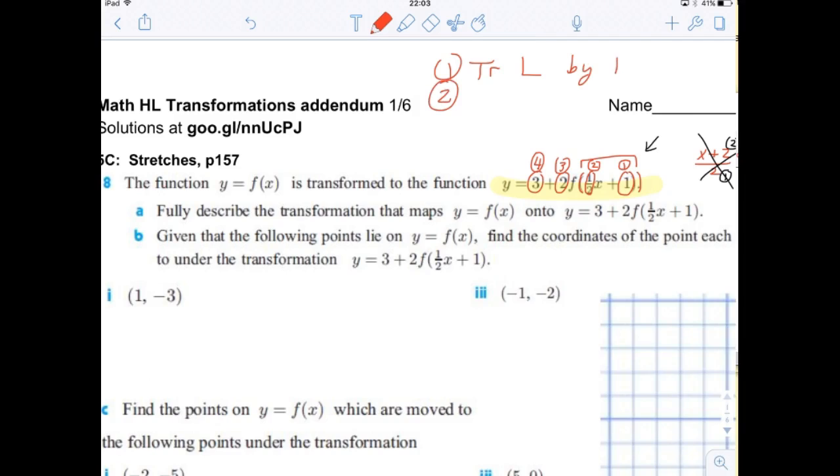That's the first step. Second step is you are going to do a horizontal stretch by a factor of 2. Okay, so do you see how the 2 is on the bottom? That is the stretch factor, the denominator. Okay. Third thing you're going to do is a vertical stretch by a factor of 2. And the fourth thing is you're going to translate up by 3. Okay. All right.